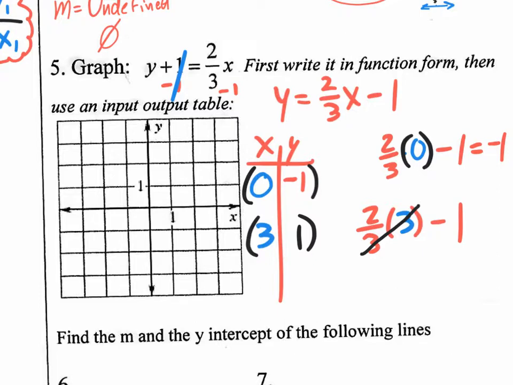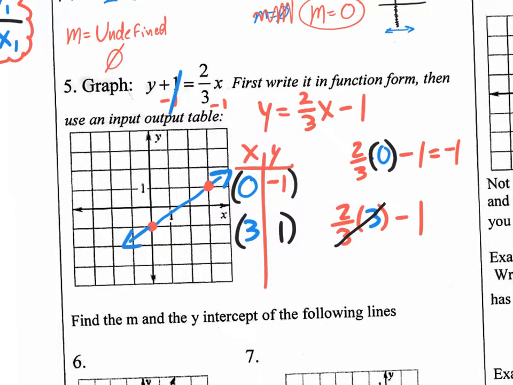I mean, you could plug in more numbers, like negative 3 or like 6. I'm just going to stop right there. Let's graph the coordinate 0 on the x, negative 1 on the y, and put a dot right there. And let's graph the coordinate 3 on the x and 1 on the y, and put a dot right there. And of course, we have our line. 2 dots is enough. Put some arrows on it. We are done. Now today we're going to learn an easier method of graphing this thing.